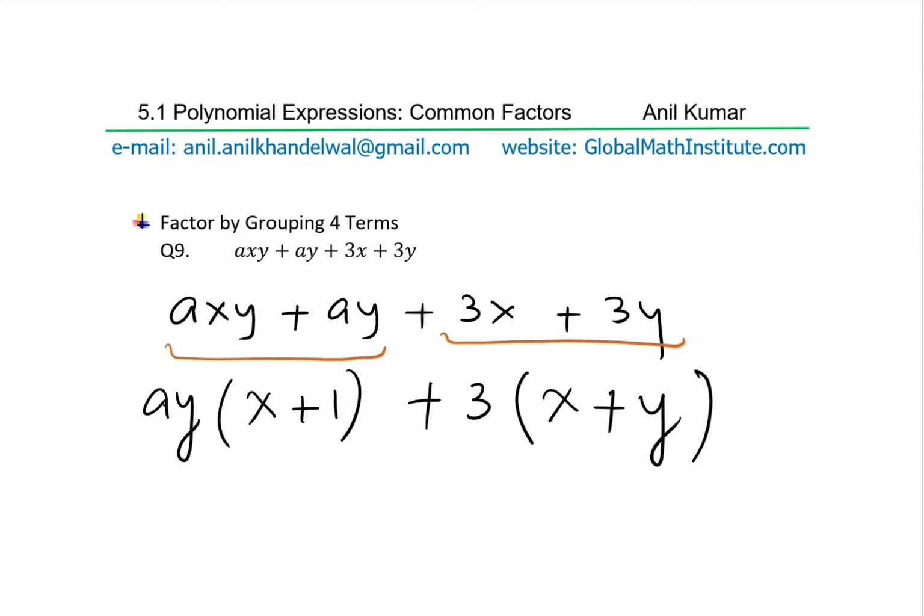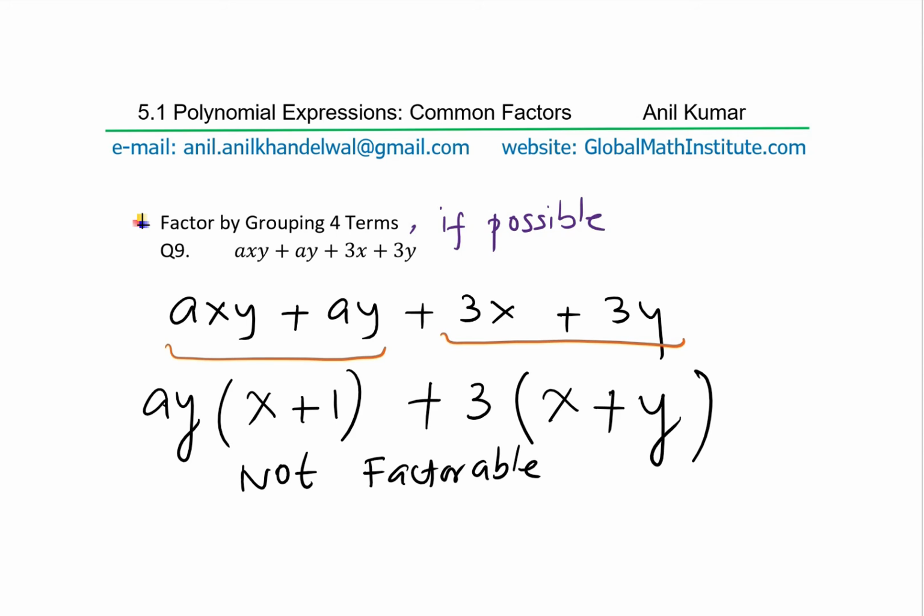So we took out ay, left with x plus 1. In this case, we factored 3, but we got x plus y. So this is not factorable. Is that clear to you? So there could be times when you get a question which is not factorable. So a good thing could have been if possible. Is that clear to you?